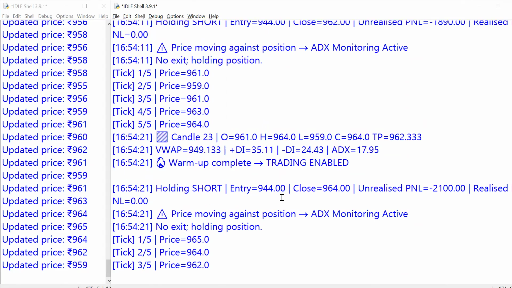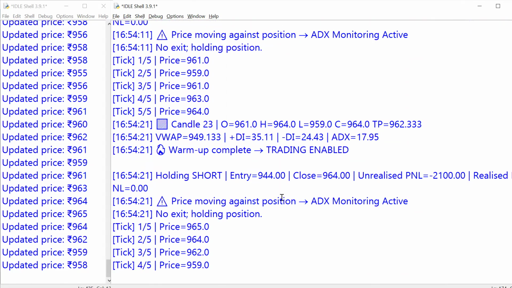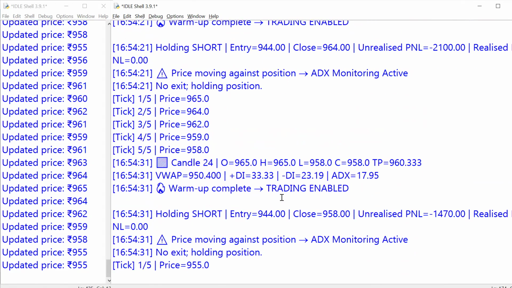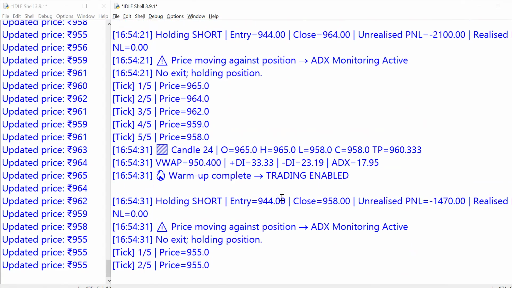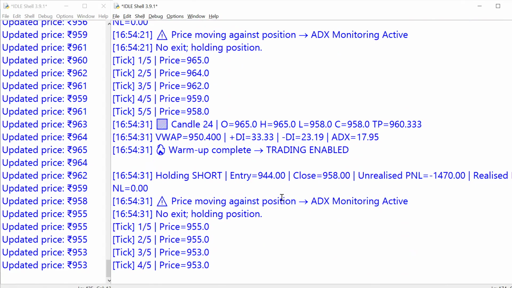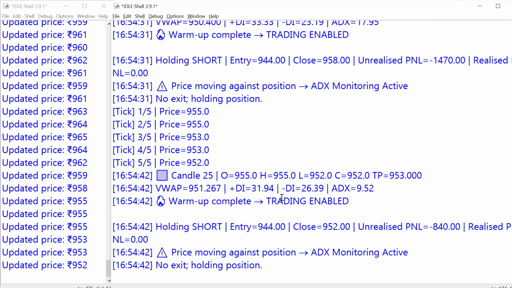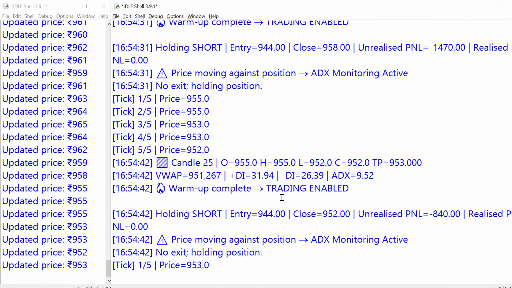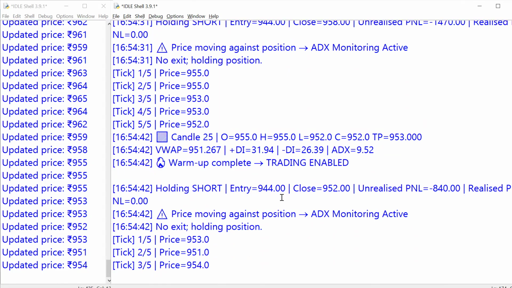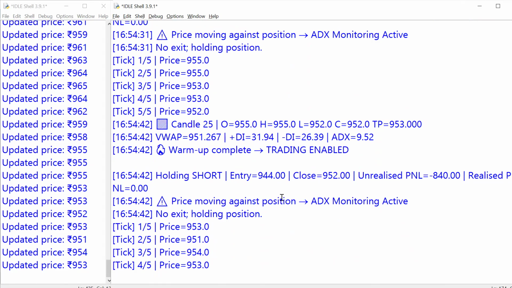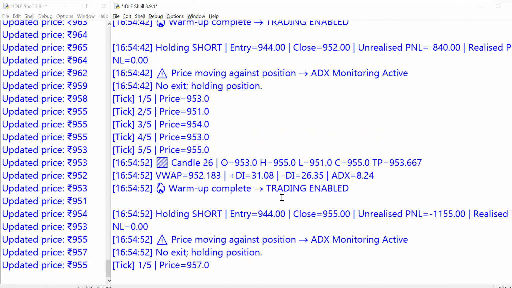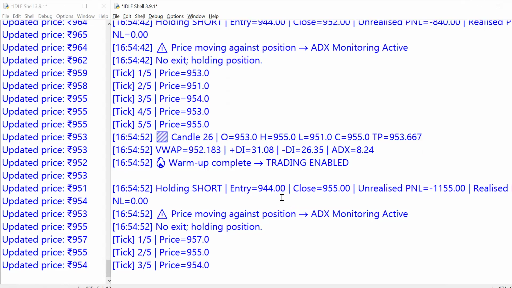The price is again against us. The 944 is a short entry by VWAP. ADX is monitoring whether the trend has changed or not. The trend is still down. We are holding the 944 as a short position. ADX says, okay, I'm waiting for either a price reversal or a trend reversal. If the price gets reversed or the trend gets reversed, it is going to book a stop loss.